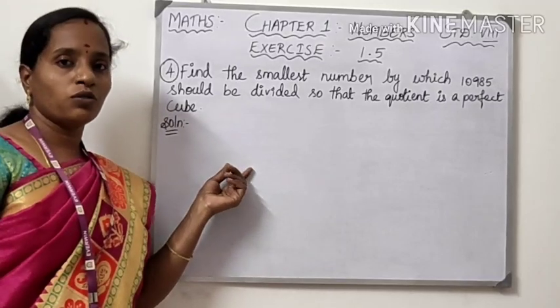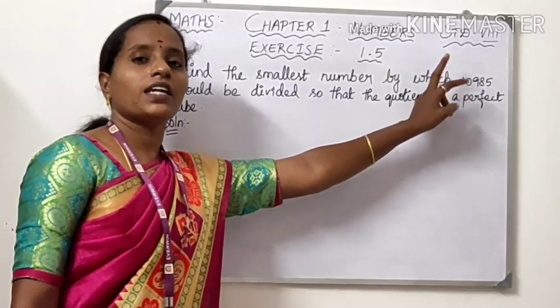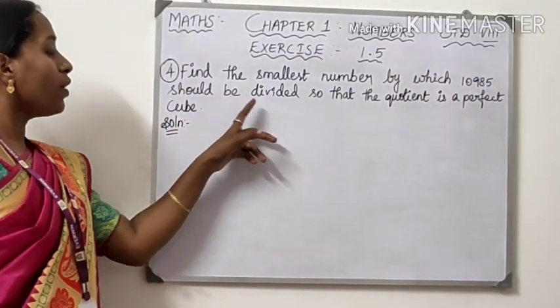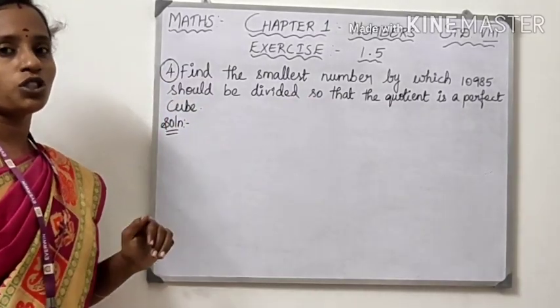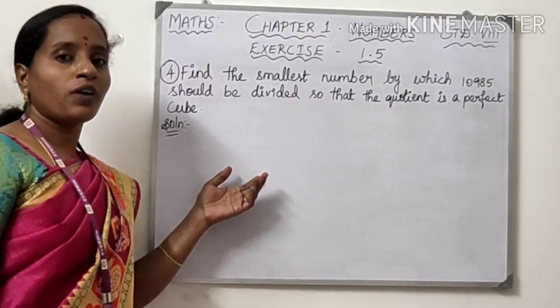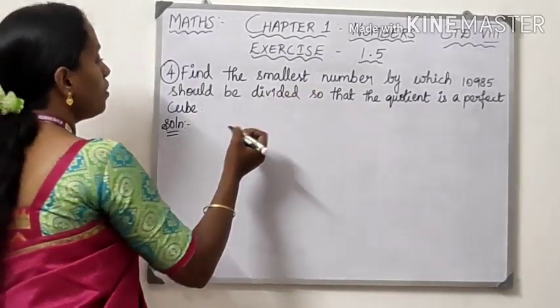Now we are moving to the fourth question. Find the smallest number by which 10,985 should be divided so that the quotient is a perfect cube. So this is our question. So we are going to find out the solution using the prime factorization method. So what is our given number?